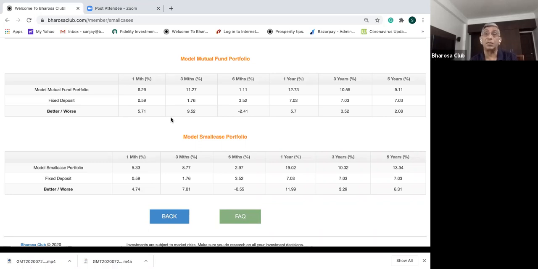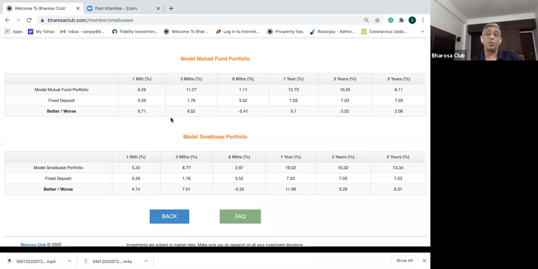And the last part in small cases is that once a quarter or once a month, the small case fund managers rebalance the portfolio, their small case. So you get a message there, and then you have to execute that rebalance with a single click yourself, but you have to go through certain steps.